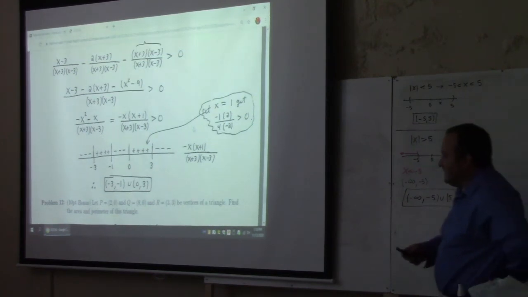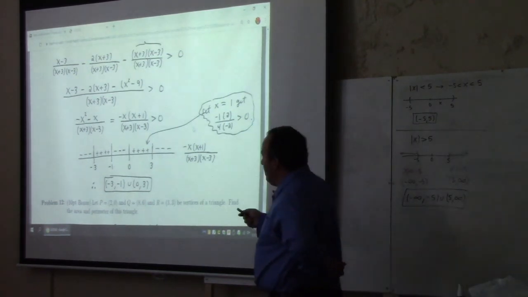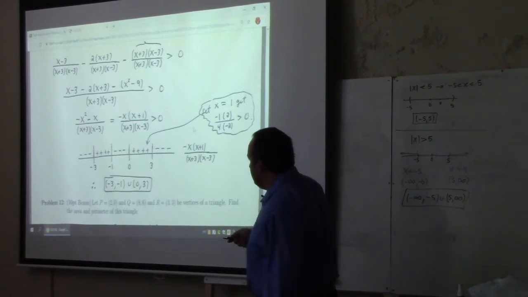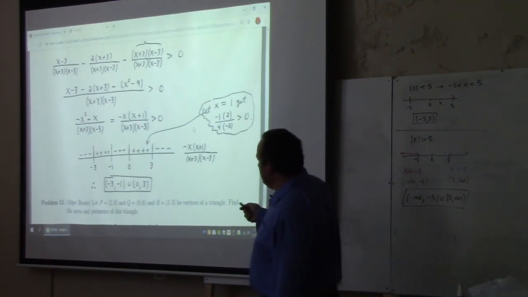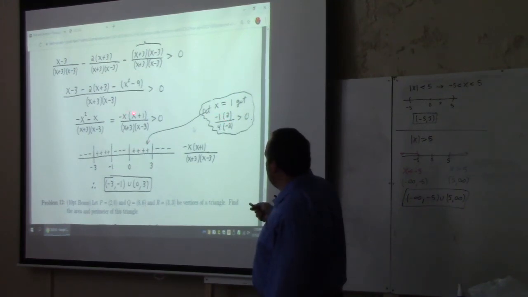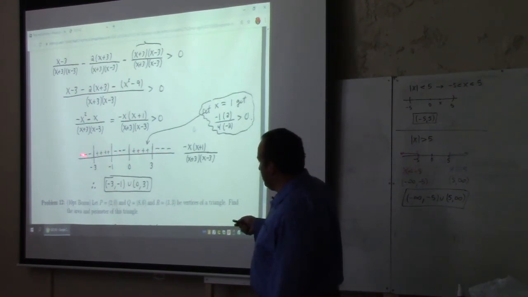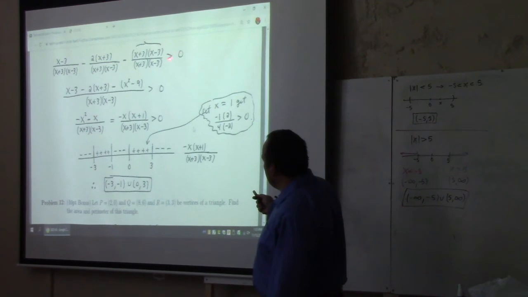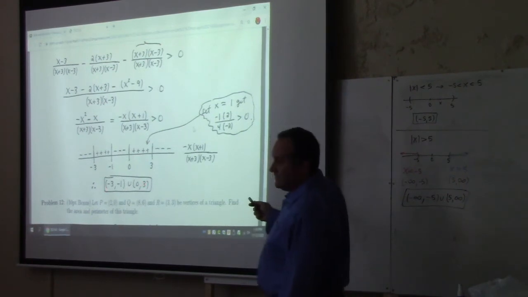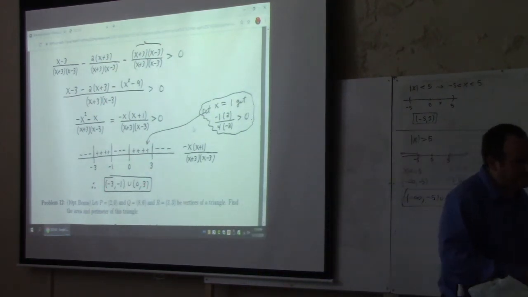This time, there are sign flips at every critical number because they're all power 1, which is odd. I plugged in 1 because it was easy, and I got minus 1 times 2 over 4 times minus 2, which gave me something positive. It told me there was a positive in here. Once I knew those pluses were there, I could put minuses here, pluses here, and minuses here. Since I'm solving greater than 0, my solution is minus 3 to minus 1 and 0 to 3. I don't include any of the endpoints because it's a strict inequality, right? I don't want the equality there.